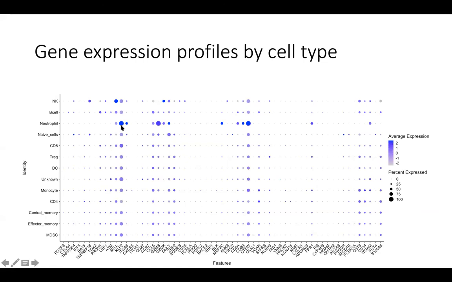And so this shows you the strength of the expression as indicated by the color of the circles, and the size of the circle represents what fraction of the cells these genes are expressed in. So the larger the dot, it just means that a particular gene is expressed in predominantly the entire cluster, and the color of the dot indicates the overall expression level.